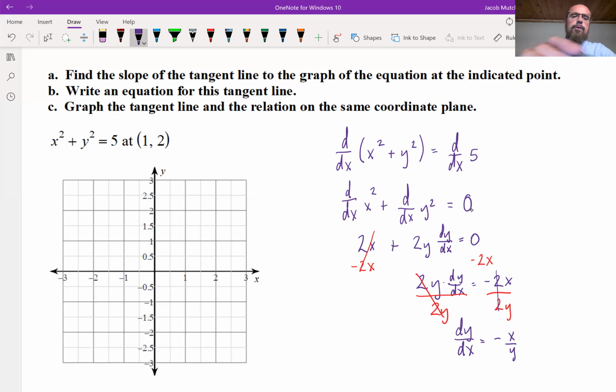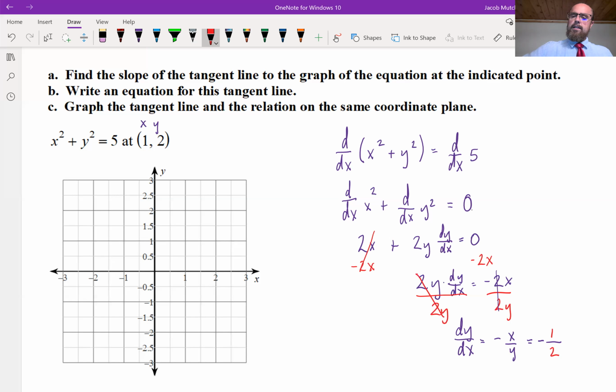So I just need to note that in (1, 2), the 1 is an x value, the 2 is a y value. And I can substitute that in here for dy/dx, negative x over y, to find that slope. So this is going to be negative, my x value is 1, and my y value is 2. And that's what I've got for part A. The slope of the tangent line to the circle, x squared plus y squared equals 5, at (1, 2) is negative one half.